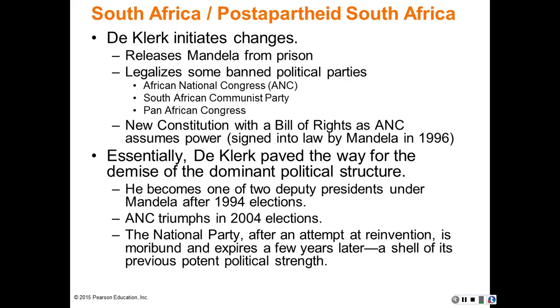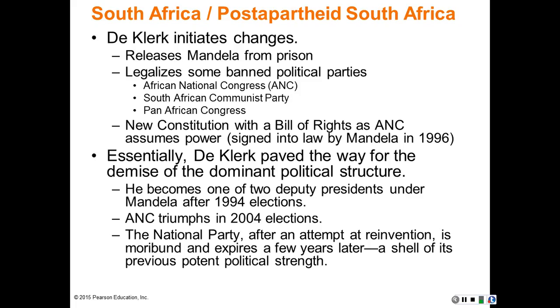President de Klerk, of European heritage, began to initiate changes. He released Nelson Mandela from prison. He legalized some of the banned political parties, including the African National Congress, or the ANC, the South African Communist Party, and the Pan-African Congress. There was a new constitution, and a new Bill of Rights was provided as the ANC assumed power.